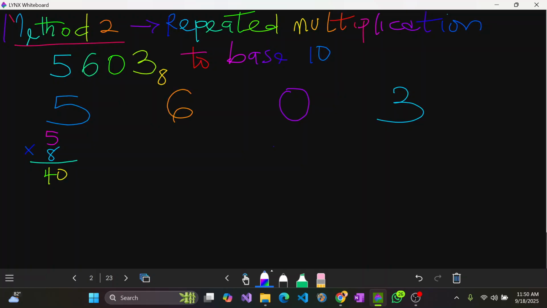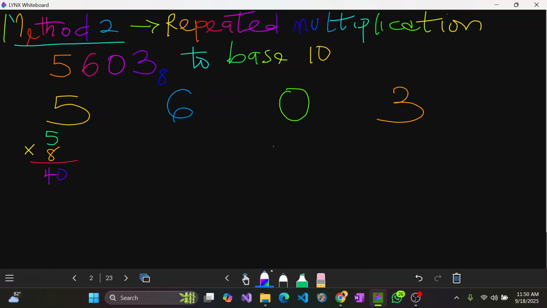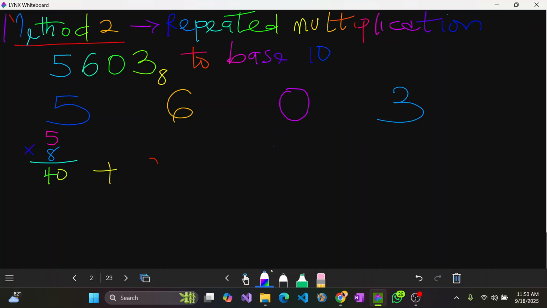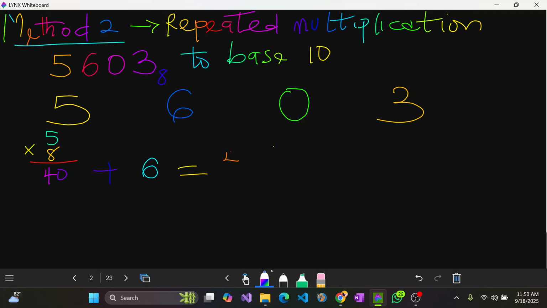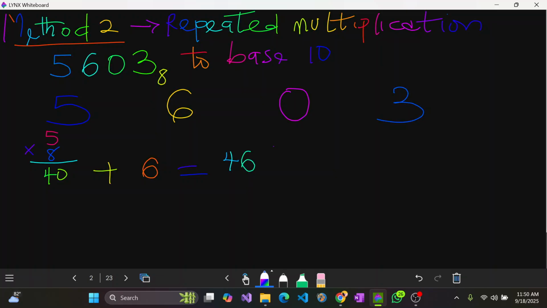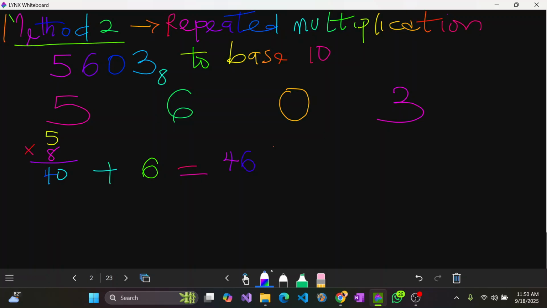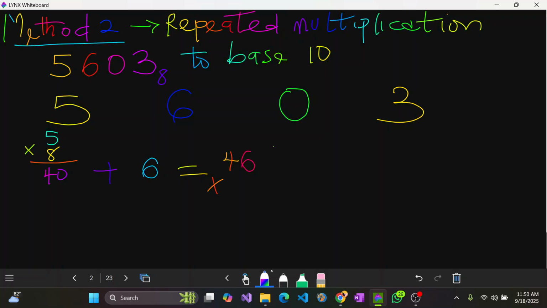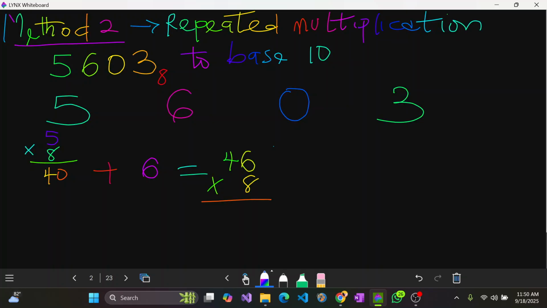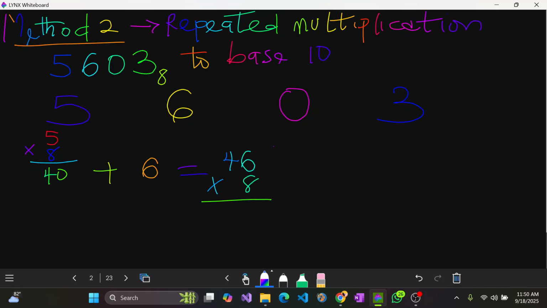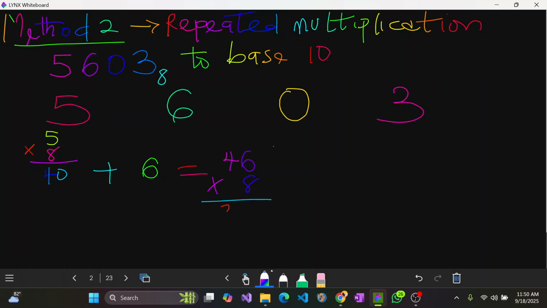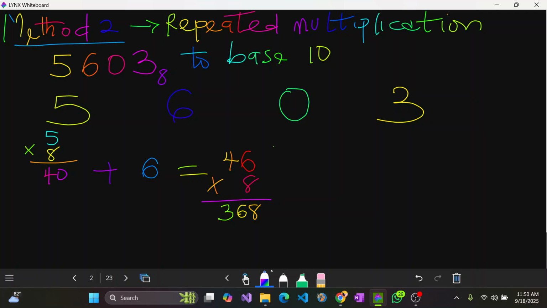So what do we do with this 40? We add the second number, which is 6, to it. So we have 40 plus 6, which results in 46. After getting 46, we also multiply 46 by the base, which is 8. So 46 times 8 gives us 368.